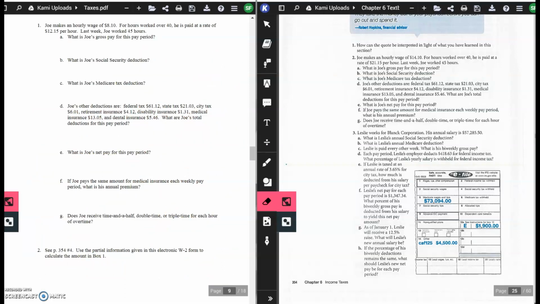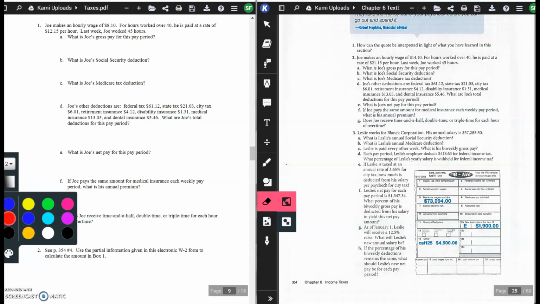Number 1 says, Joe makes an hourly wage of $8.10. For hours he worked over 40 hours, he is paid a rate of $12.15 per hour. Last week, Joe worked 45 hours. What is Joe's gross pay for this period?